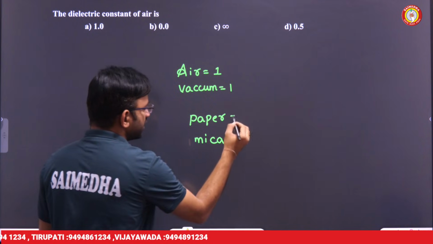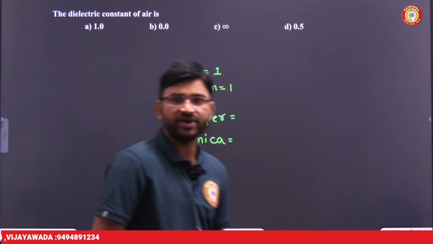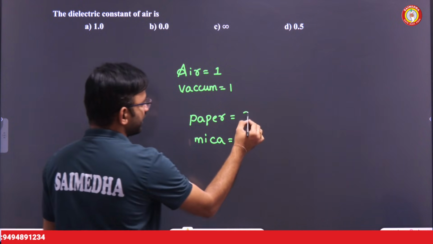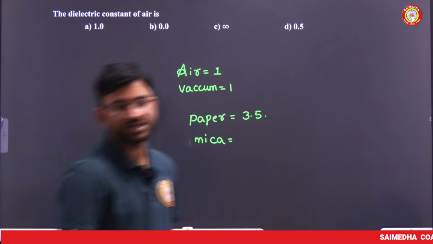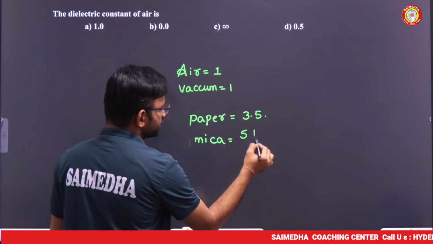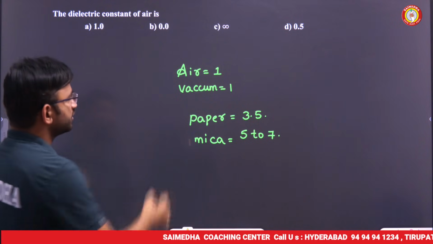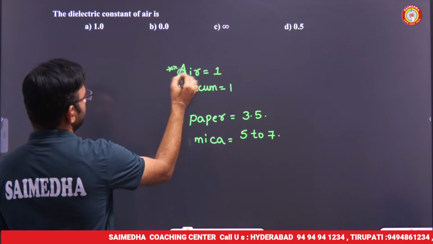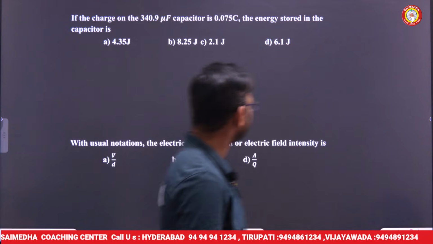Why? Because these are the most commonly used. Paper has a dielectric constant of 3.5. When it comes to mica, it will be 5 to 7. These are the dielectric constants of different materials. So here they asked what the dielectric constant of air is. So the air dielectric constant is 1.